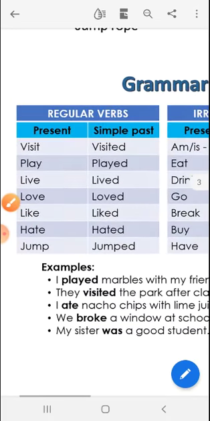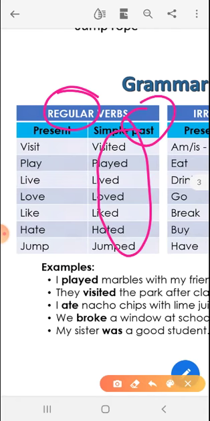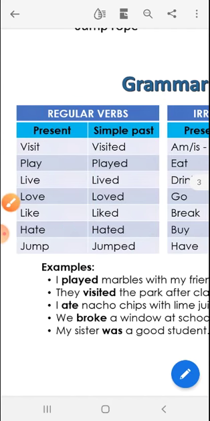Attention. Regular verbs in the past, en el pasado, look, todos terminan en ed, yes? Regular verbs in the past, they all finish in ed, okay? Los verbos regulares en el pasado siempre terminan en ed, okay? Sin importar cuál sea el verbo regular, in the past, they finish in ed, yes?